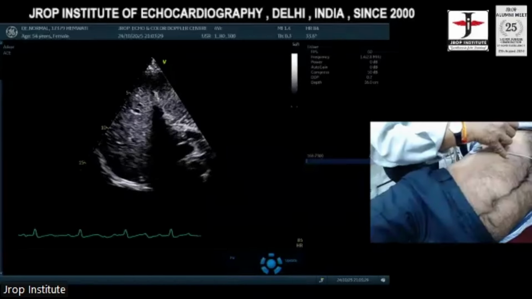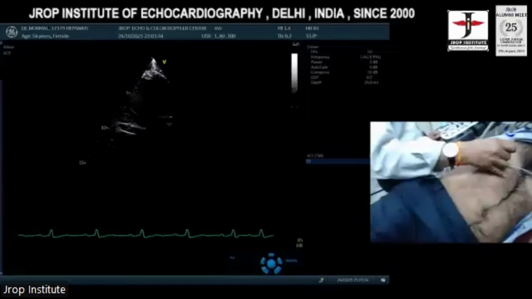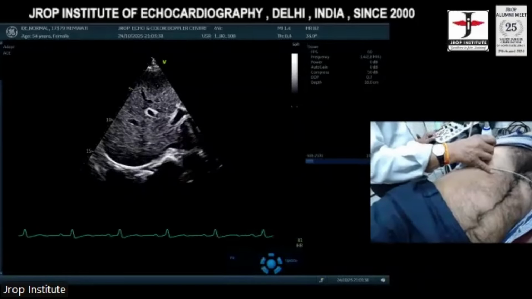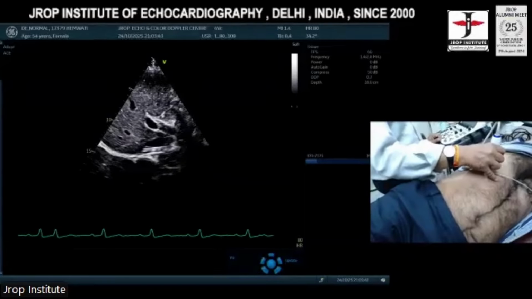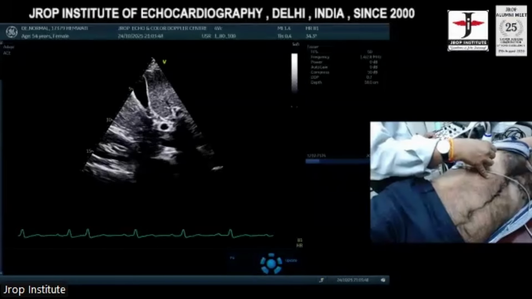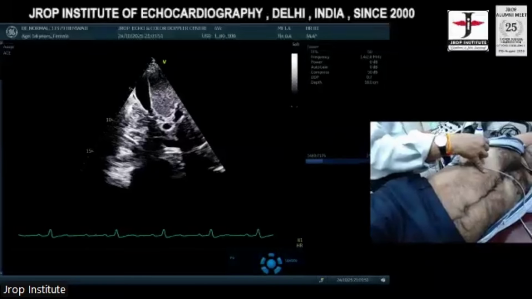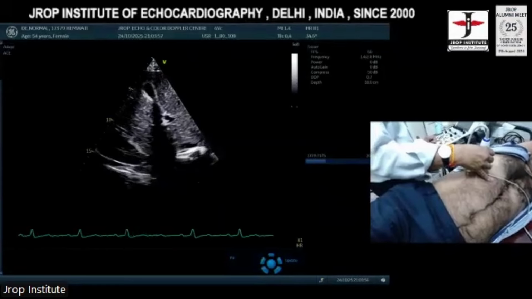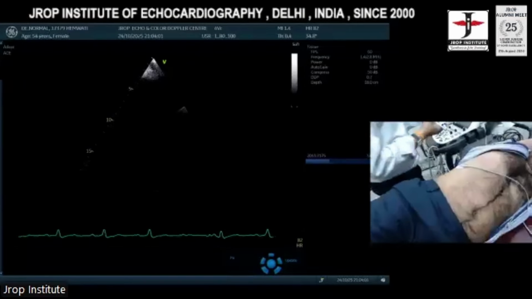I'm going to look at my heart first. Reduce my depth. Where the heart shows, the presence of an IVC, I'll be using that. Now it's showing you. Look, it just appeared for a second. This will be seen very well when you have a large IVC.